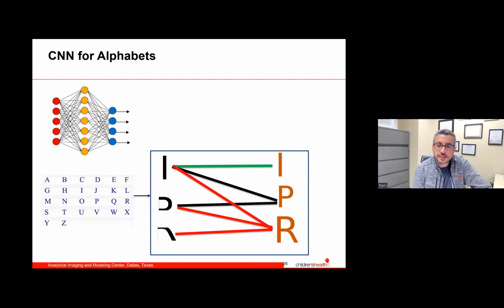So I hope this introduction helped you understand a little bit about these techniques, because right now I'm going to be talking more about how we use these models and this feature extraction in our studies.